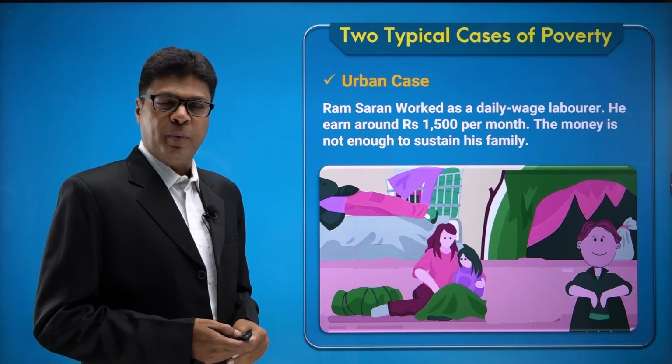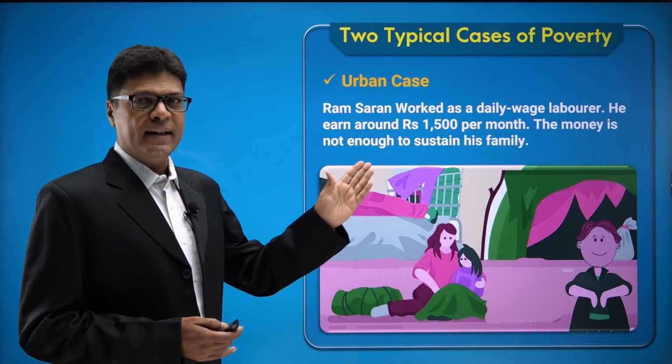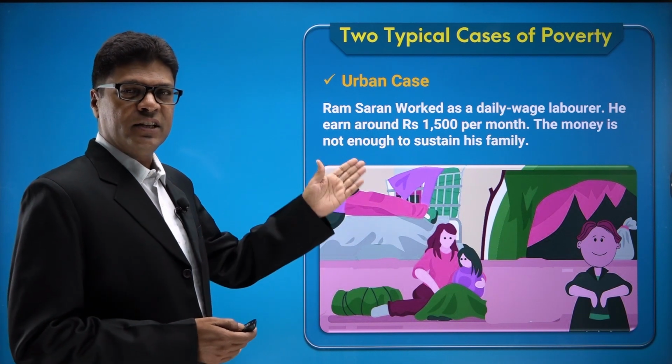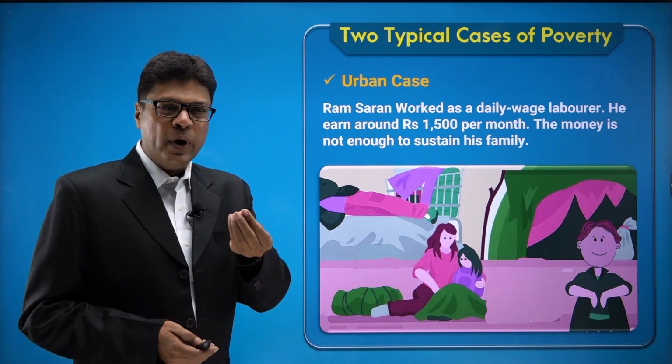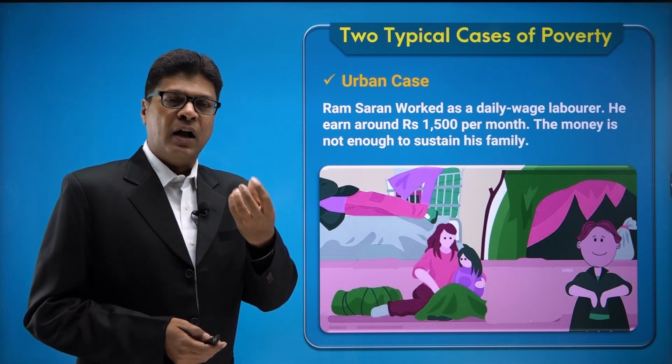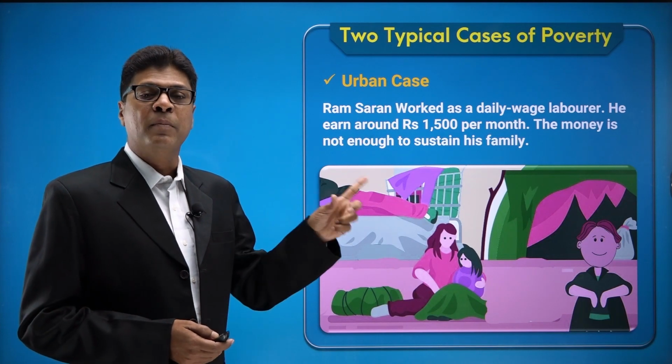Two typical cases of poverty are there. One is the urban and another one is the rural case. Let us discuss the urban case. Here is the story of Ram Sharan. Ram Sharan is a daily wage laborer who earned daily. Farms pe jata tha, kaam karta tha, paise lekar aata tha. He earned 1500 rupees per month.